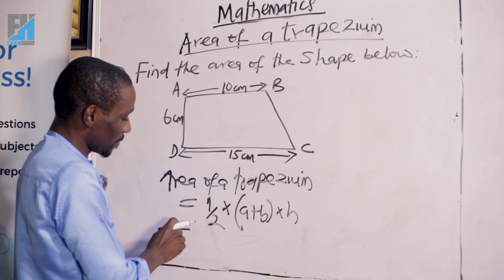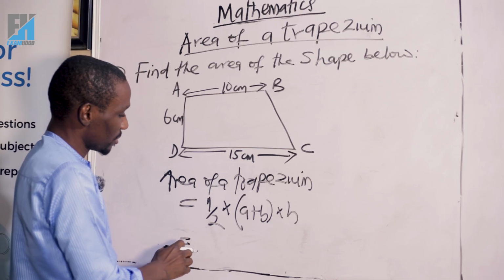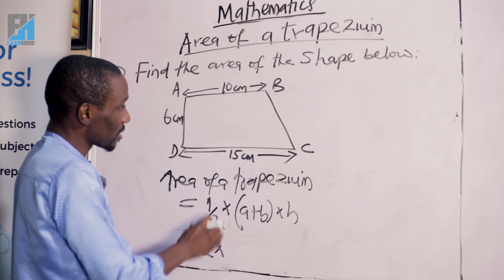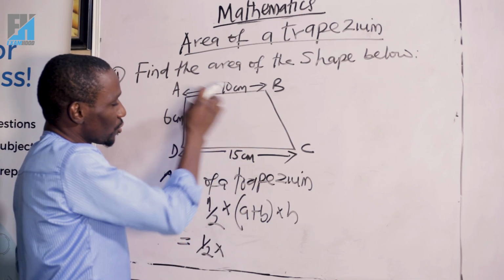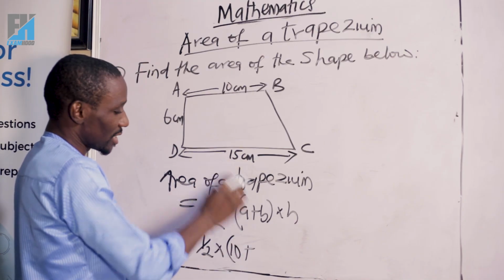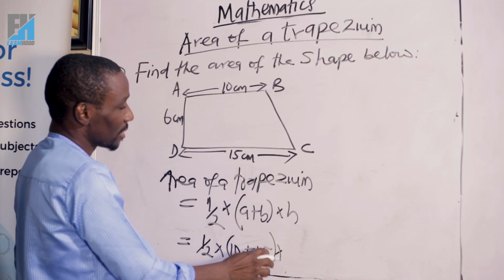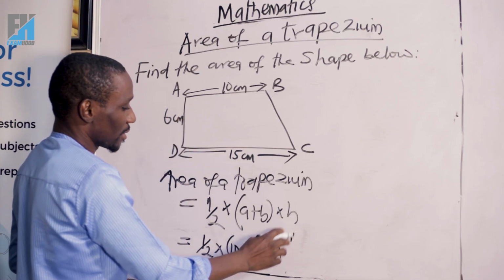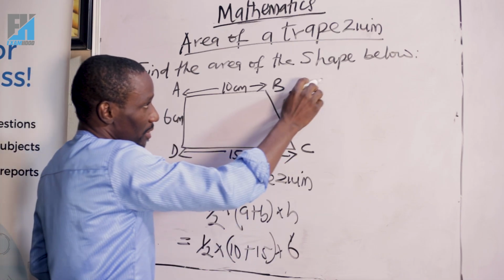So we have, according to this diagram, half times A, we can take A to be 10 centimeter plus this other side is 15 centimeter. The height is 6 centimeter. So let's continue from here.